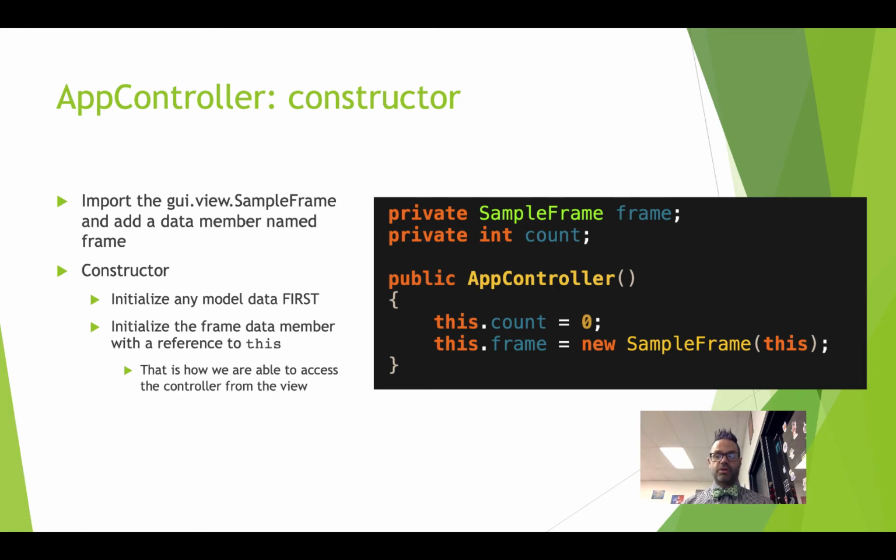We set the count variable to be 0 because we always initialize every data member. It doesn't matter if it has a value or not, but 0 is a great number for this one because it's how many times something's been clicked on this. And this top frame is a new sample frame, and we're using a this parameter when we initialize the sample frame, so we can send a reference to the existing object because we have a singleton pattern we're using with this.